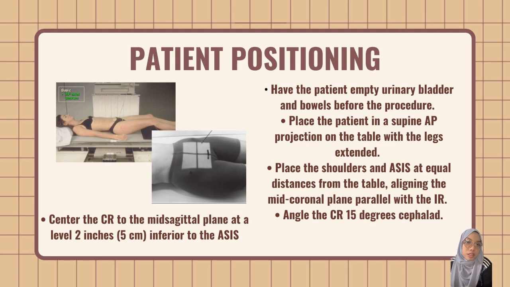You have to make sure the patient empties their bladder and bowels so it doesn't obscure the radiograph when we process it. After the patient has lain down on the table in a supine position with legs fully extended, angle the tube 15 degrees cephalad, and the centering point for the sacrum AP view is 2 inches inferior from the ASIS.